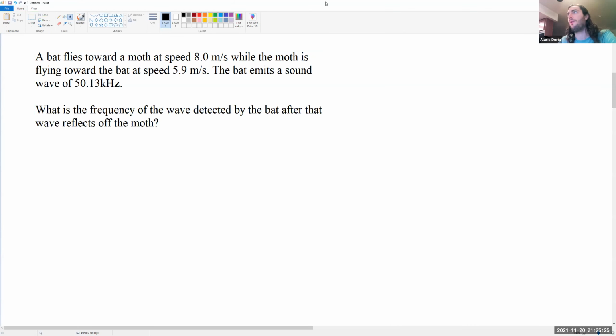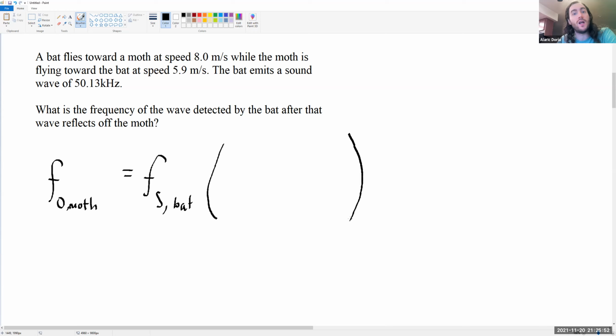So this is a two-part question. The first thing we need to do is figure out the frequency that is observed by the moth. According to the Doppler effect, it's the frequency emitted by the source, the bat, times this factor, which has to do with the speed of sound, the speed of the observer, and the speed of the bat. It goes like this: the speed of sound, which we use no subscript for, plus the speed of the observer, over the speed of sound minus the speed of the source.